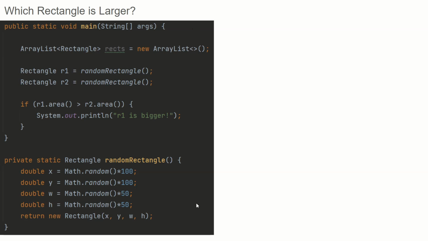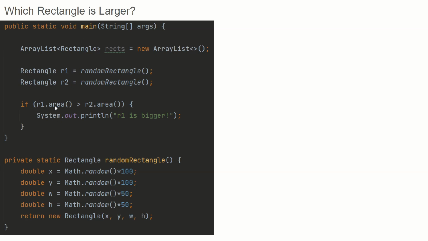Let's process the code that's here already. So I have this useless array list, which I forgot to delete. I'm making 2 rectangle variables by using a method I wrote called random rectangle, which you can see declared here. So random rectangle returns a rectangle object. I create some random position variables and width and height. I use them to create the new rectangle and return it. So R1 is a new rectangle, R2 is a new rectangle. And to figure out which one is bigger, I will compare their areas inside main.